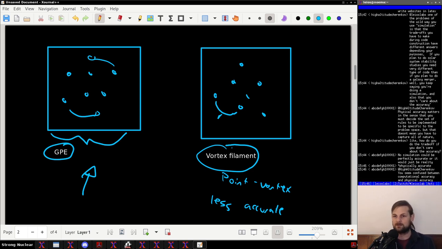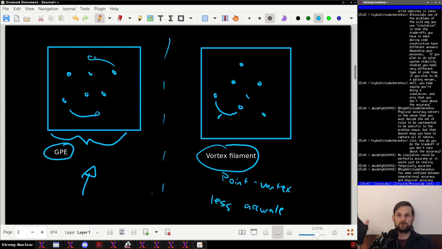And with this type of thing, physical accuracy matters in the same sense that you must decide the set of rules to be implemented to be specific to the problem space, but that doesn't mean you have to capture all of nature. Like, how do you do the trade-off if you don't care about the accuracy? No simulation could be perfectly accurate or would really just be reality. Physically accurate.